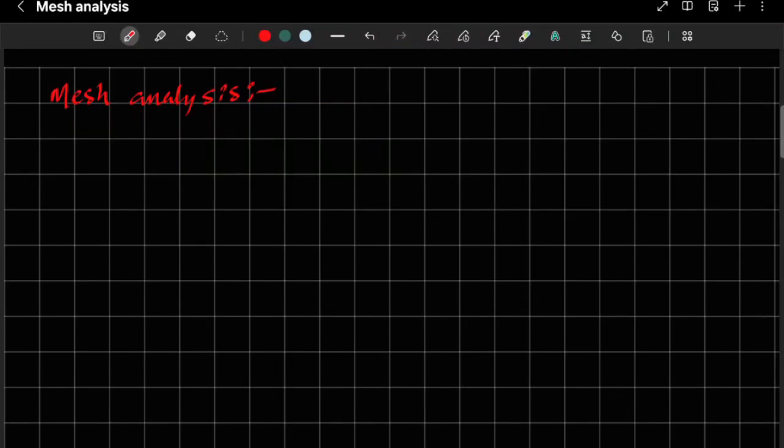Now we will see how to perform mesh analysis. For that I am taking one example circuit. So voltage source V1 with resistor R1 in series.